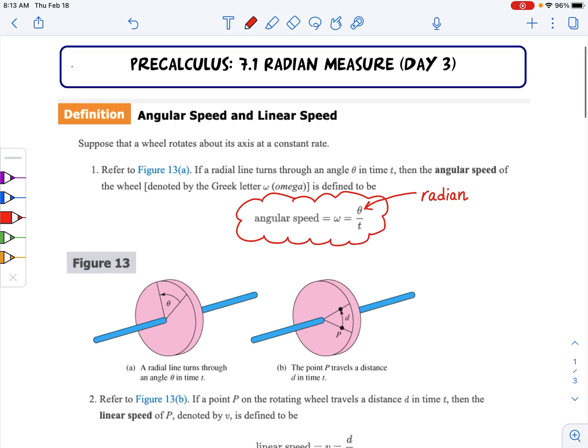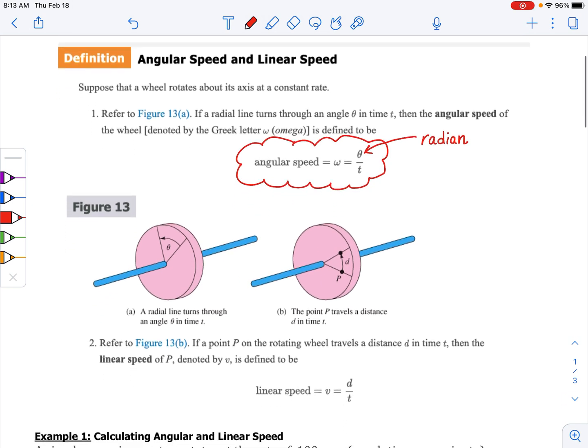Versus, if we look at picture B, we're now talking about the linear speed, where this physical point is moving. So if you look at figure 13b, if point P on the rotating wheel travels a distance d, so this d, that distance that point physically travels during time t, then the linear speed is denoted with the letter v equals d over t.